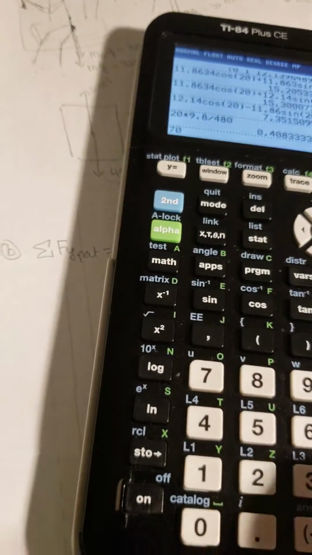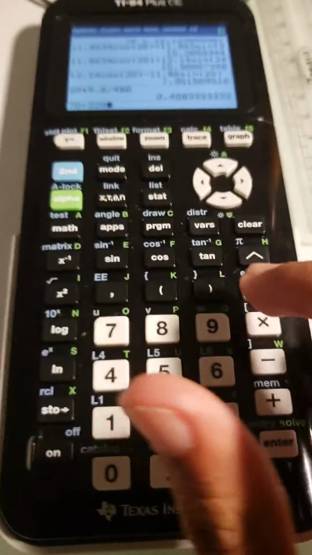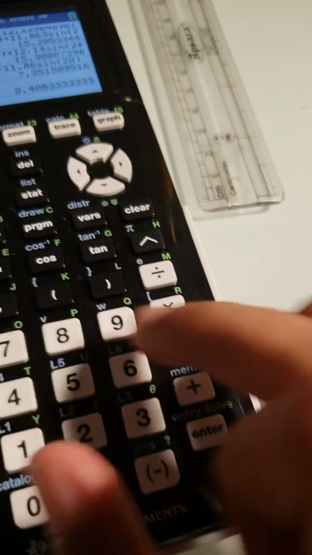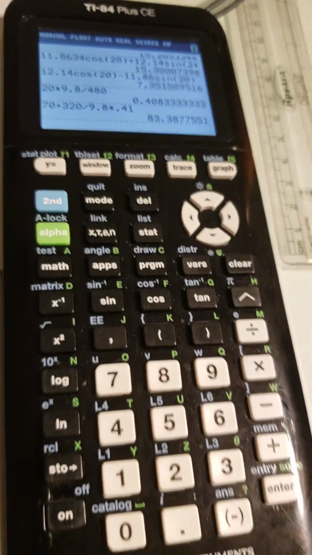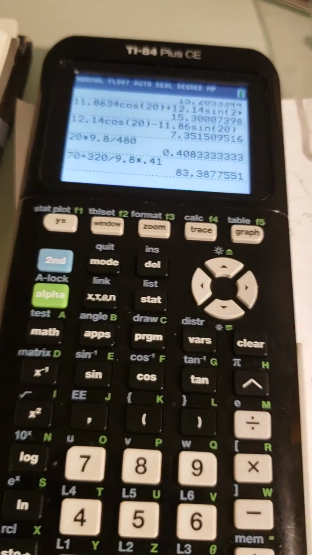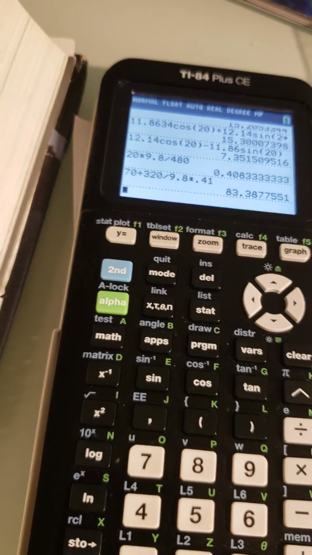Now, if you plug these numbers into the calculator, we get that the answer is approximately 83.39 newtons. So that's the force that the chair exerts on Pat.